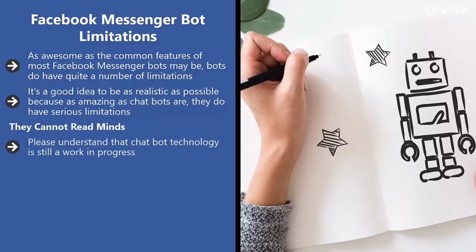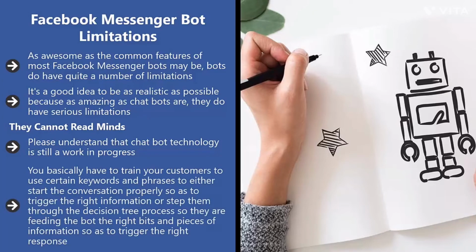Please understand that chatbot technology is still a work in progress. We haven't reached a point yet where you can post an ambiguous word and automatically expect the bot to know what you're talking about. You basically have to train your customers to use certain keywords and phrases to either start the conversation properly so as to trigger the right information, or step them through the decision tree process so they are feeding the bot the right bits and pieces of information so as to trigger the right response.